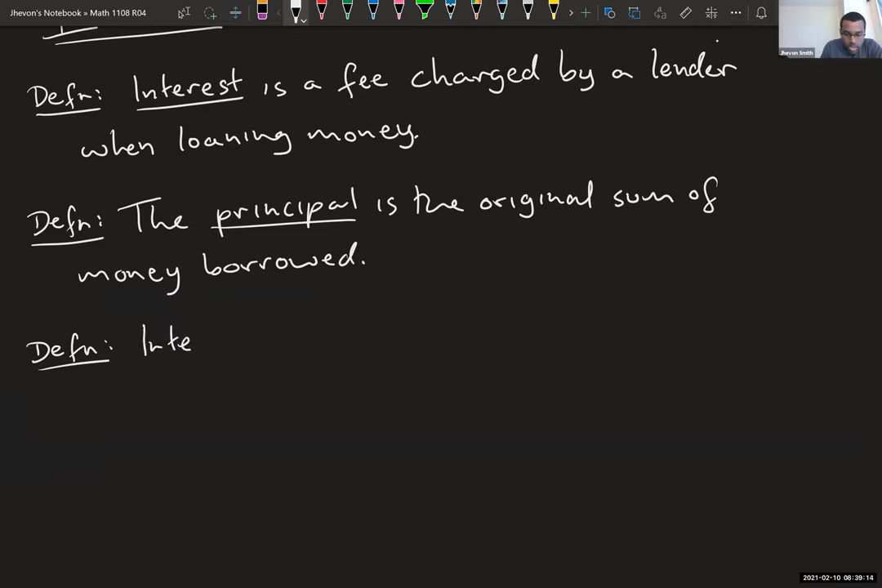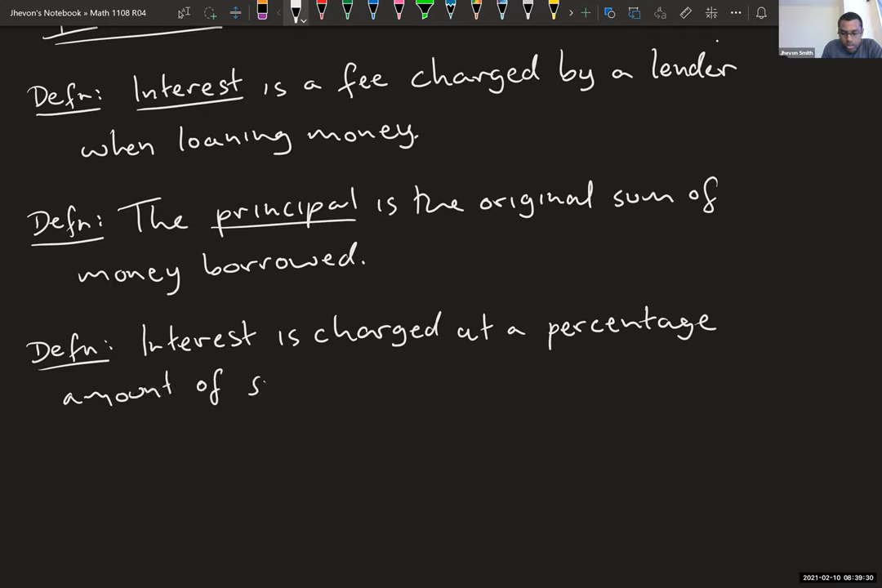Interest is charged at a percentage amount of some value. Now, the value that the percentage is charged on is what determines the type of interest. We're going to talk about that later.